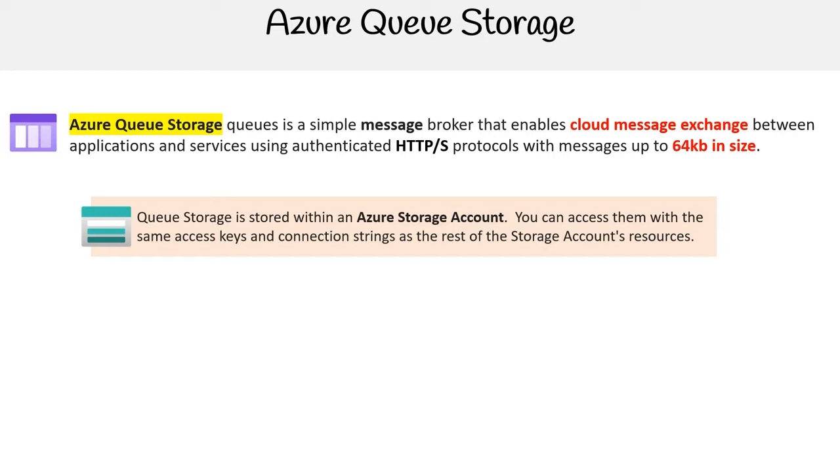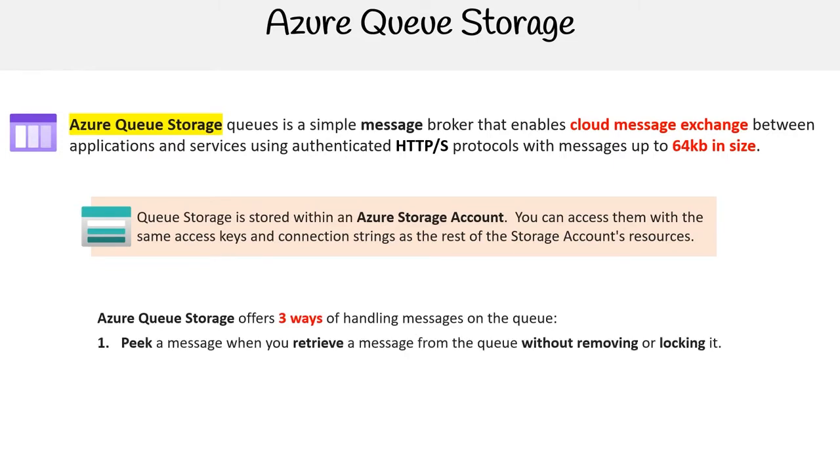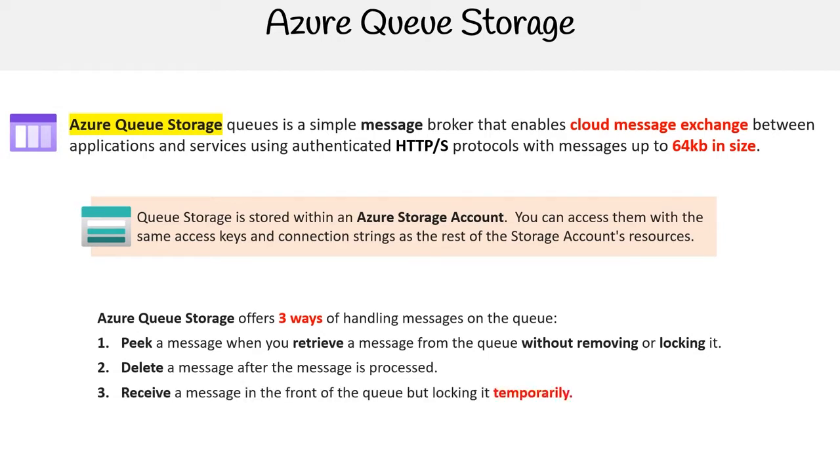There are 3 ways of handling messages for Azure Queue Storage. The first is peek, and as it says, it will retrieve or look at a message in the queue without removing or locking it. You have delete, so that will delete a message that is being processed, and receive, so that is a message in the front of the queue, but it gets locked temporarily while it is being used.